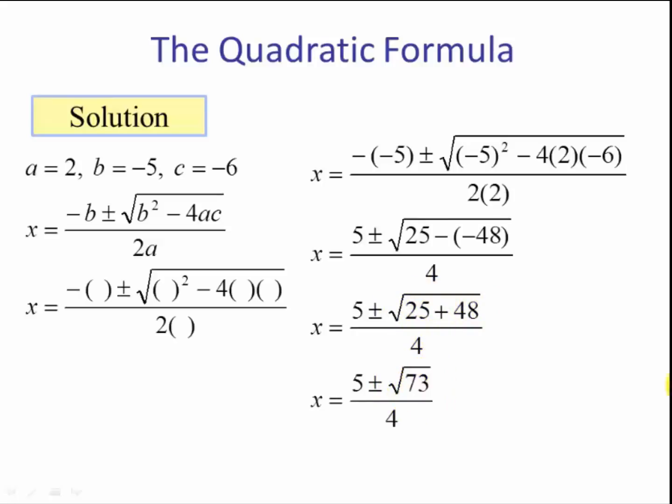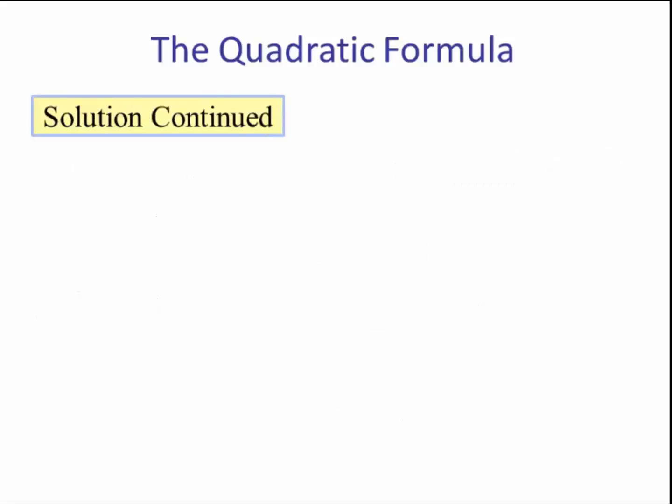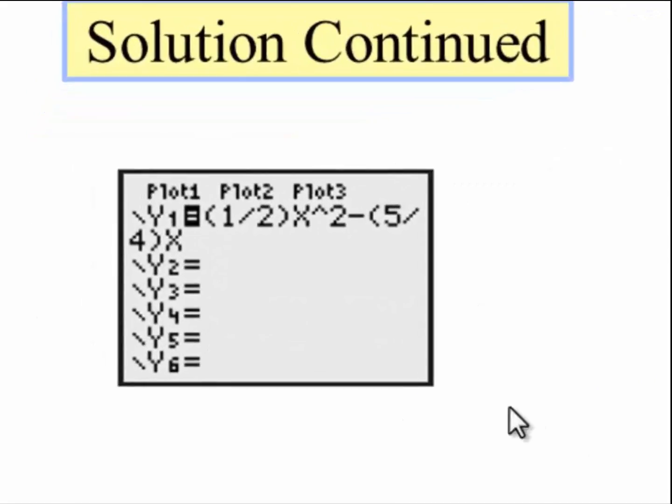73 is not a perfect square, but it does not have any perfect square factors. So these are our exact solutions: 5 plus the square root of 73 divided by 4, and 5 minus the square root of 73 divided by 4. To verify these solutions using the graphing calculator, we type in the left-hand side of the equal sign in y1.